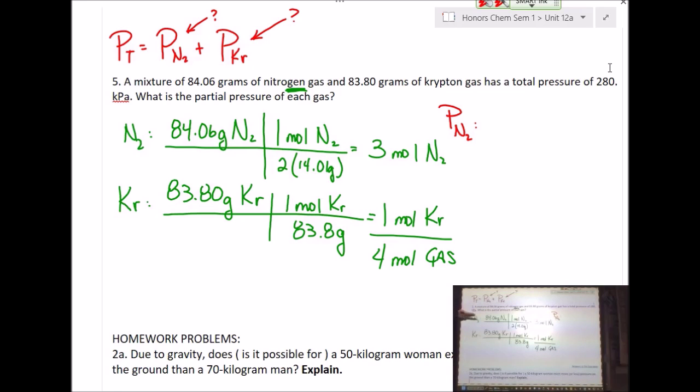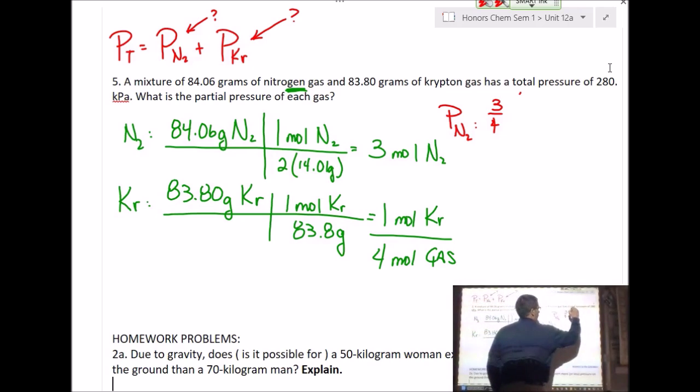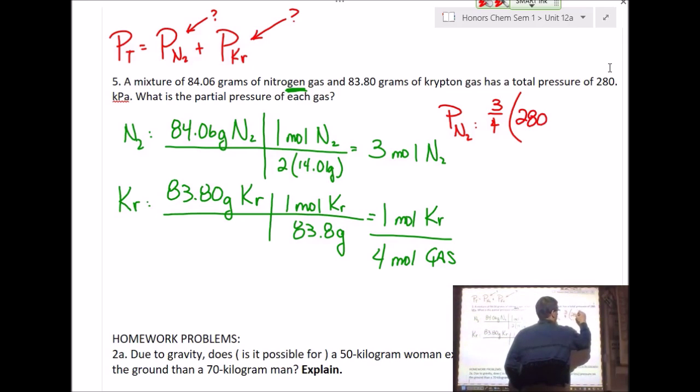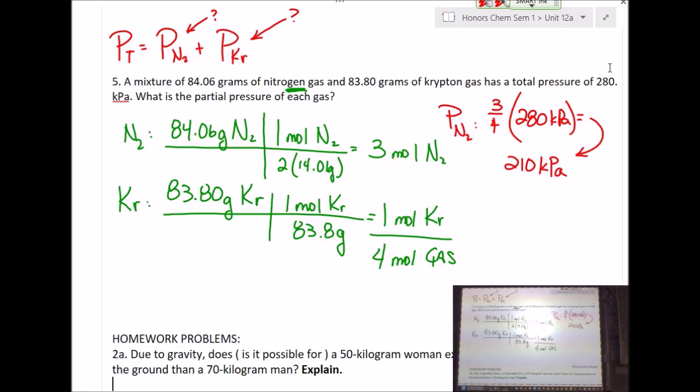So here's how I do it. Ask yourself, how many moles of the total gas do we have that's due to nitrogen? We have 3. How many total moles of gas do we have? 4. So nitrogen makes up 3/4 of the total sample of gas. And whenever we do this, we want to multiply our percentage by the total pressure, which in this case is 280 kilopascals. So when I work that out, I get hopefully 210. So nitrogen has a pressure of 210.